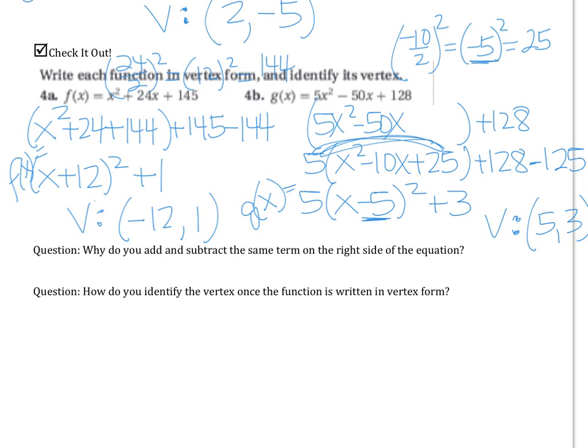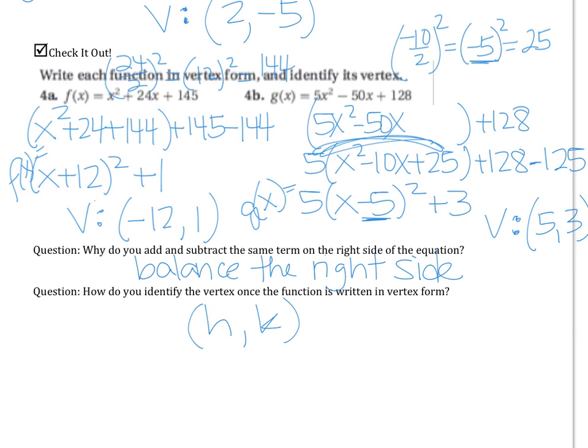Okay, and why do we add and subtract the same term on the right side of the equation? This is to balance the right side. How do you identify the vertex once the function is written in vertex form? H, K, right? So vertex form is that.